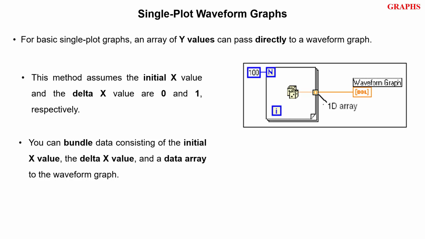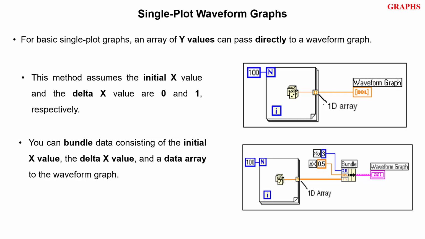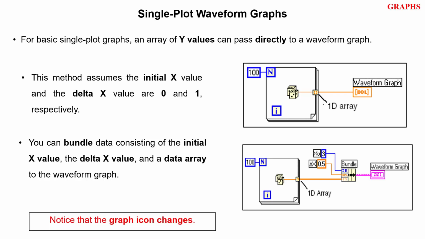You can bundle data consisting of the initial x value, the delta x value, and the data array to that graph. Here, as shown, we have taken the initial x value 3 and delta x 0.5. Now this particular graph will start from 3 and the increments will be of 0.5. Now again see the graph icon which changes.